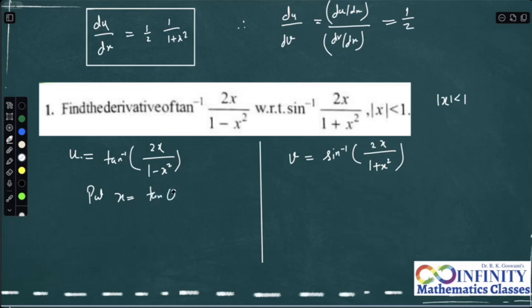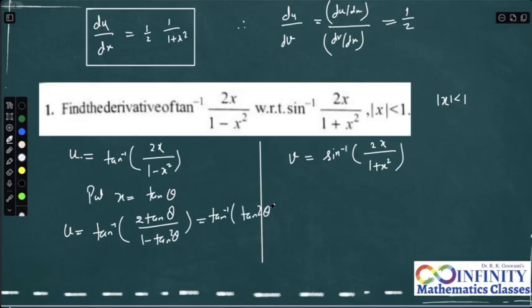And what about the limits? Limits I can manage. They will be the limits on theta. So my u is going to be tan inverse of 2 tan theta upon 1 minus tan square theta. That is tan inverse tan 2 theta, and tan inverse can cancel out. It is 2 theta only. This is going to be 2 tan inverse x. Do you agree? From here, the derivative is an obvious task for you.